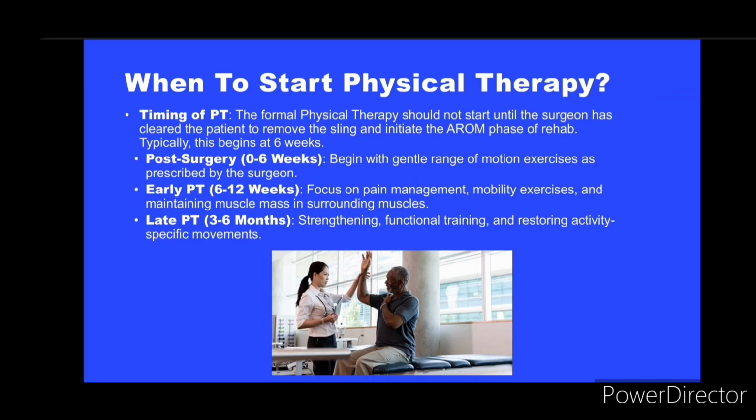When to start physical therapy? Timing of PT. The formal physical therapy should not start until the surgeon has cleared the patient to remove the sling and initiate the AROM phase of rehab. Typically, this begins at 6 weeks. Post-surgery, 0 to 6 weeks. Begin with general range of motion exercises as prescribed by the surgeon.